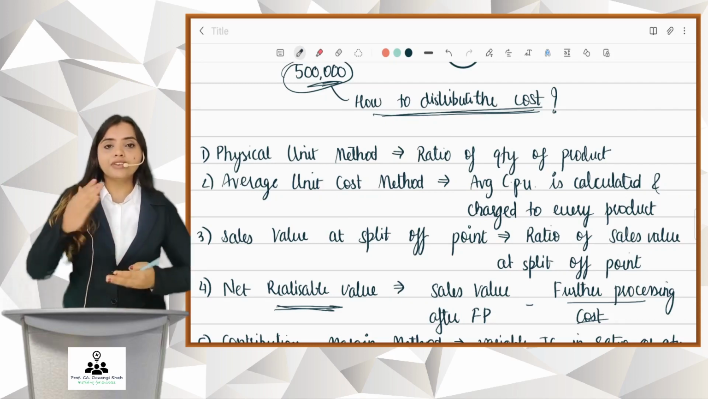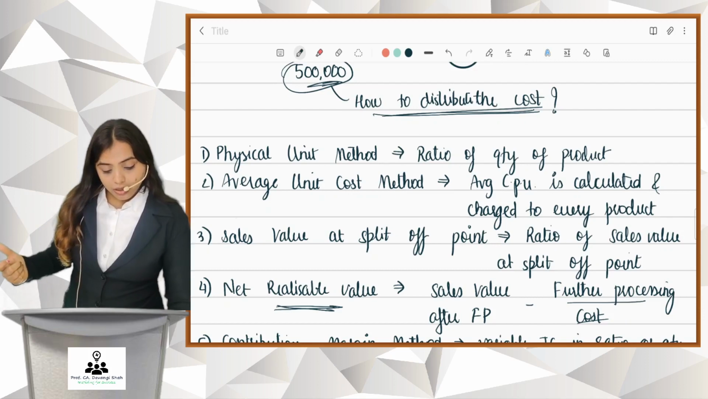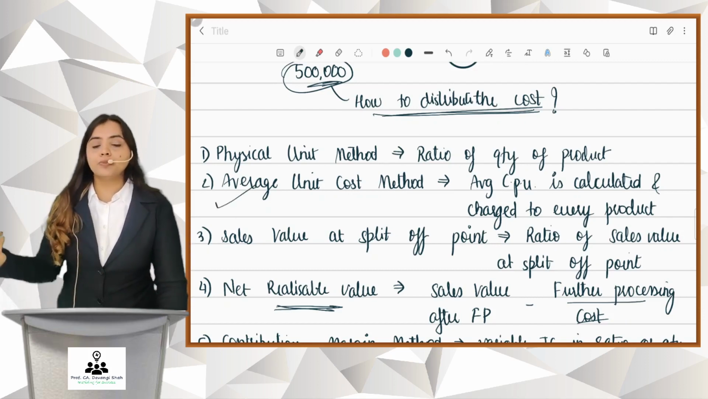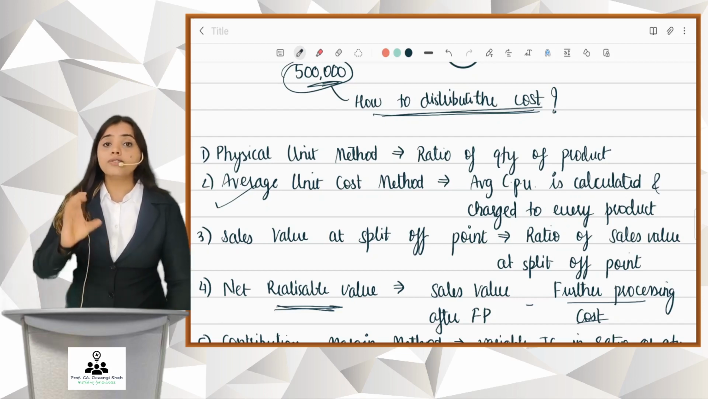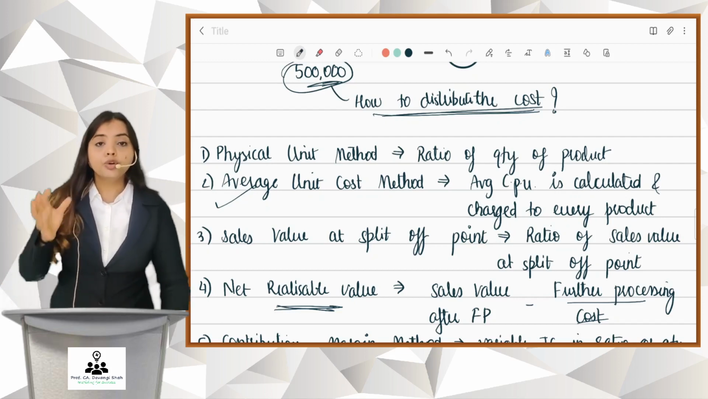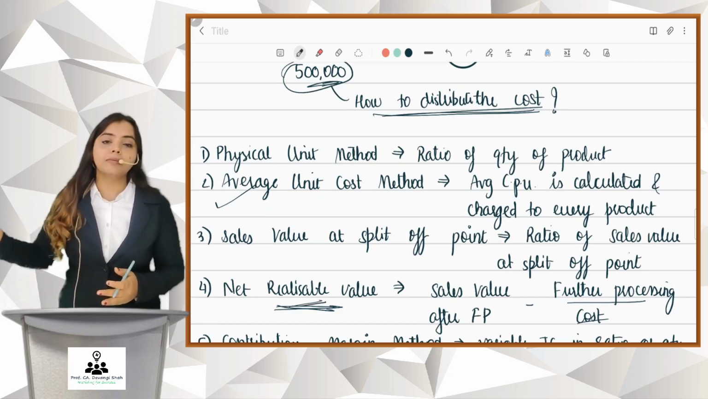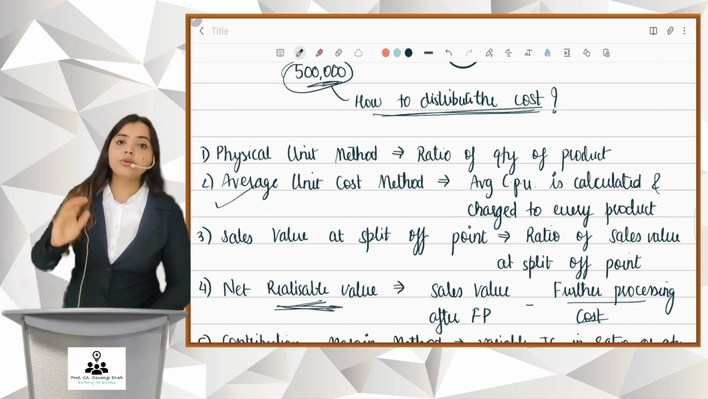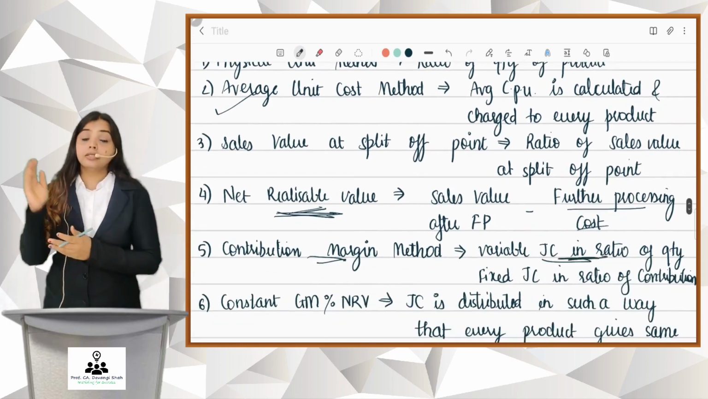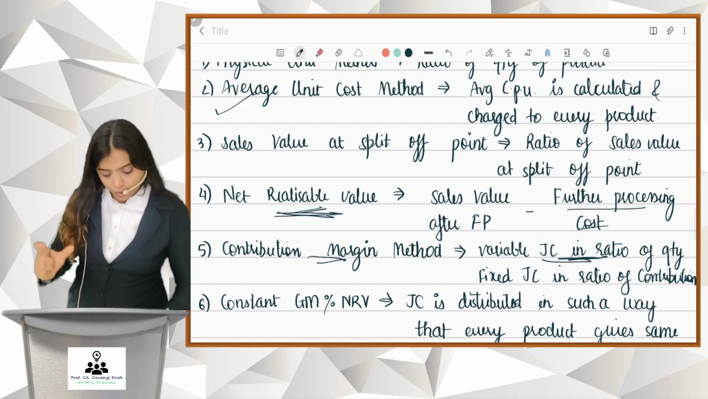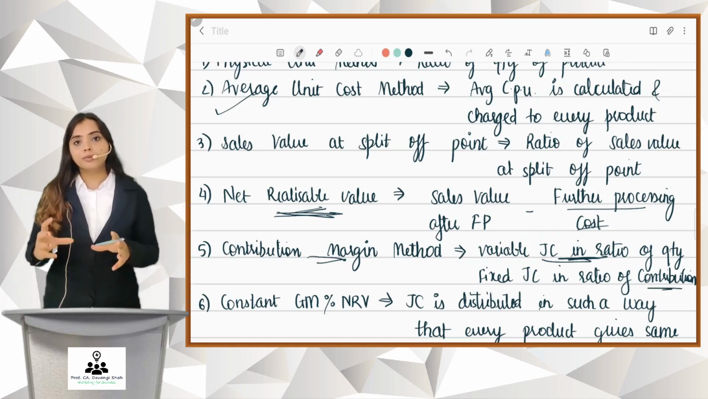Friends, you can apportion that 5 lakhs between the three products using the physical quantity ratio. You can calculate average cost per unit and take the second method, the average unit cost method. Or you can take the ratio of sales value at split off point. You can take the ratio of NRV, which is computed as sales value after further processing minus further processing cost. You can use the contribution margin method, where the variable joint cost is taken in the ratio of quantity and fixed joint cost is taken in the ratio of contribution. This combination you have in the contribution margin method.